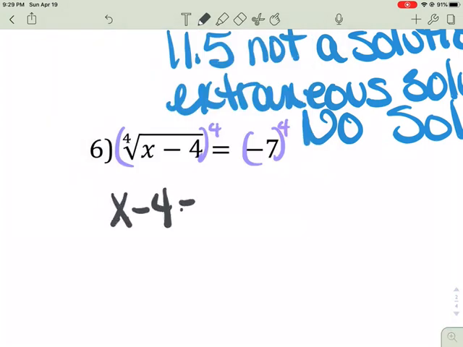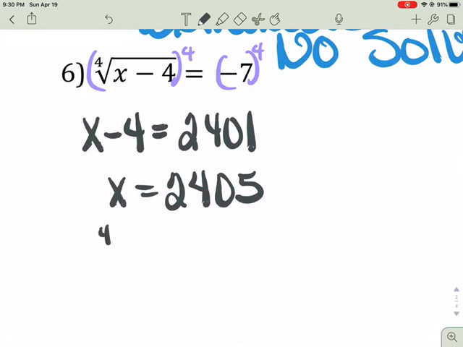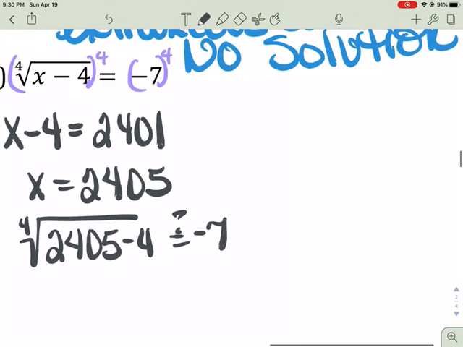x minus 4. What is negative 7 to the 4th power? Where's my calculator? All right. Again, please make sure you use parentheses if you're going to use your calculators. Oh, 2,401. Okay, so we're going to add 4. Okay, so I get 2,405. All right, so the 4th root of 2,405 minus 4, the big question is, does that equal negative 7?